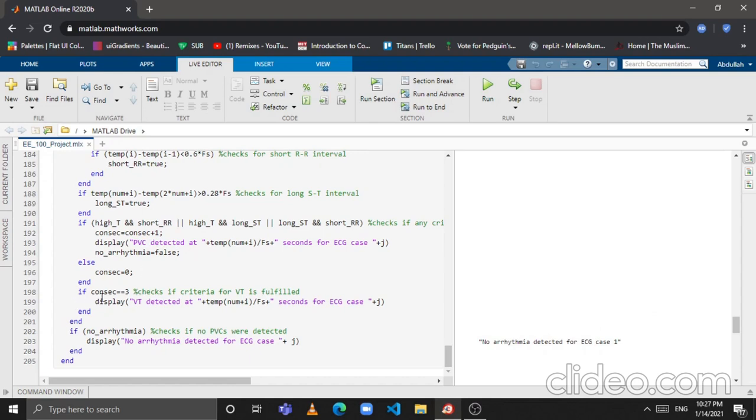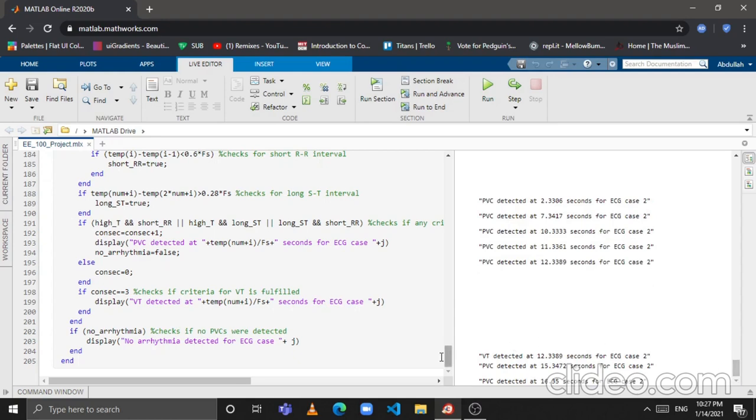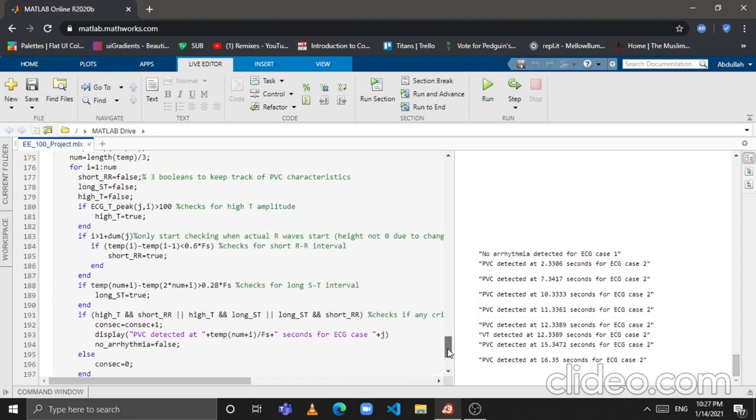So if at any point I had consecutive equal to 3, I could characterize the three complexes that occurred before all together to consist of a VT. And if at the end of it all, the Boolean value of no arrhythmia was true, I could display that there was no arrhythmia in the signal. And my results over here, as you can see for ECG case 1, there was no arrhythmia detected. There were 7 PVCs detected for ECG case 2 and a VT detected in ECG case 2 as well, with all of their respective time intervals.